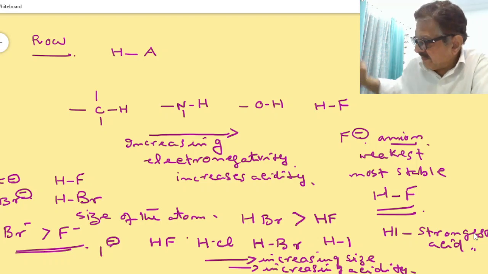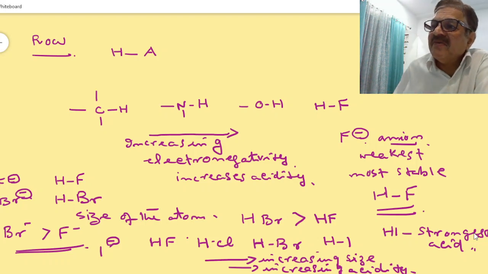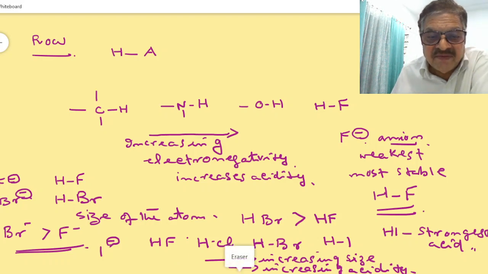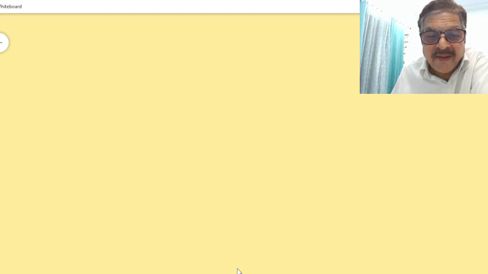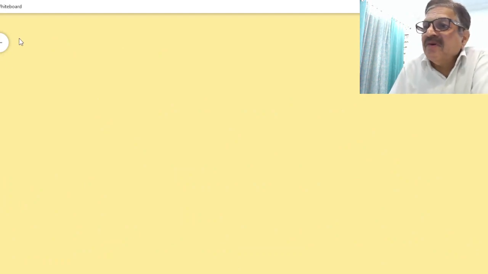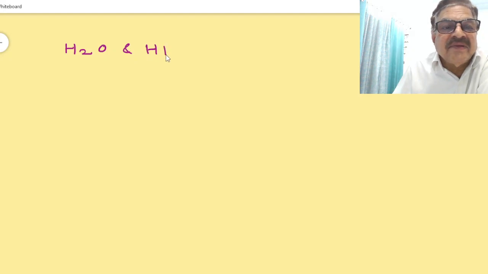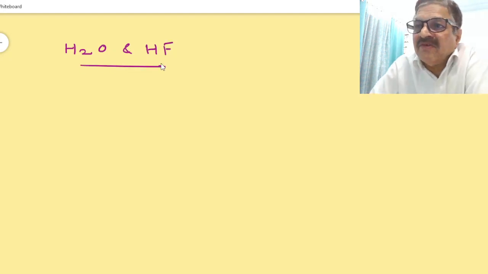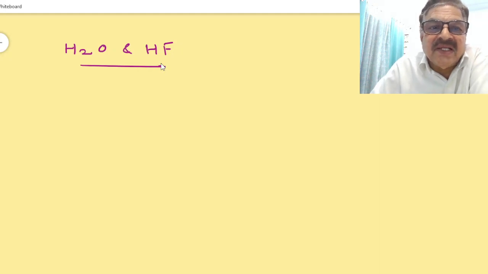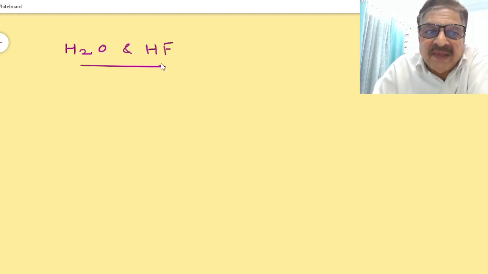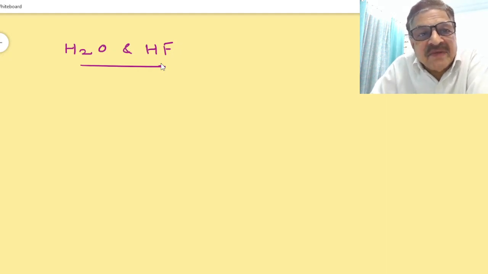Correct? Now, I will give you two problems here. Which compound in each pair is a stronger acid? First, water, H2O, and hydrofluoric acid, HF. Which is more acidic here? Both have hydrogen atoms bonded to a second row element of the periodic table; one is oxygen, the other is fluorine.